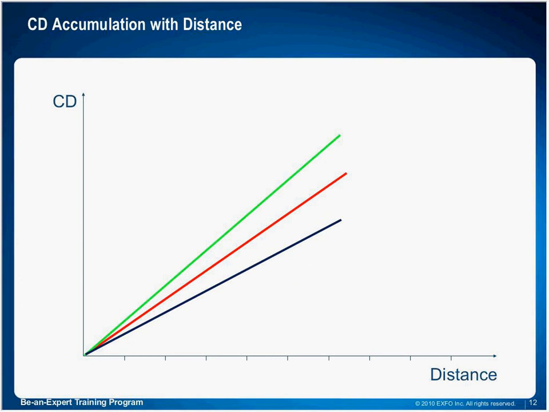Now, if we take a quick look at how this representation is showing how chromatic dispersion increases or accumulates with distance, I should say, different wavelengths will have different amounts of chromatic dispersion accumulating along the way. In this visual representation, the different colors represent different wavelengths, and after a certain position, each will have different amounts of chromatic dispersion accumulated along the way.